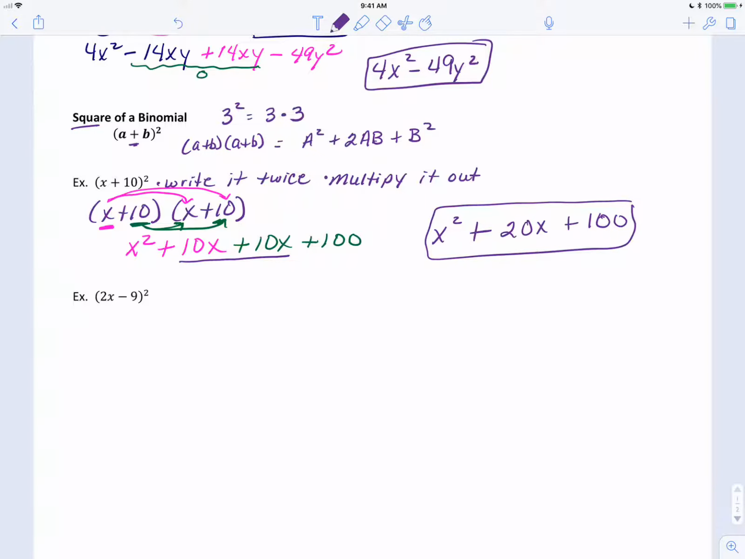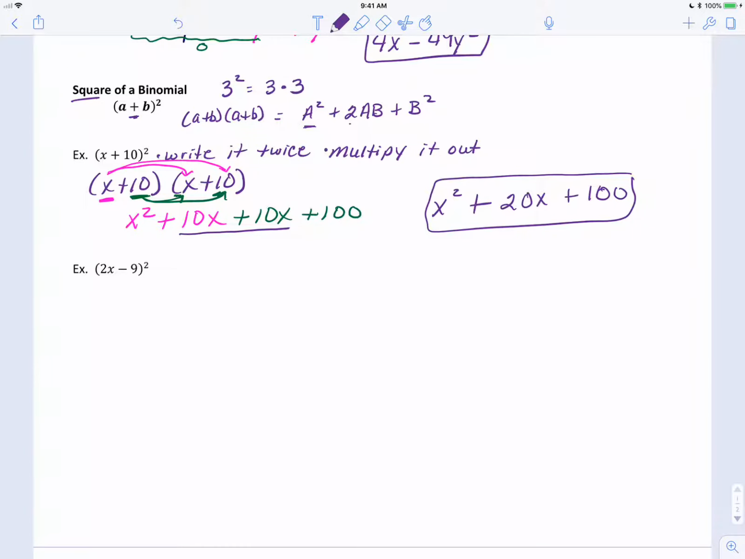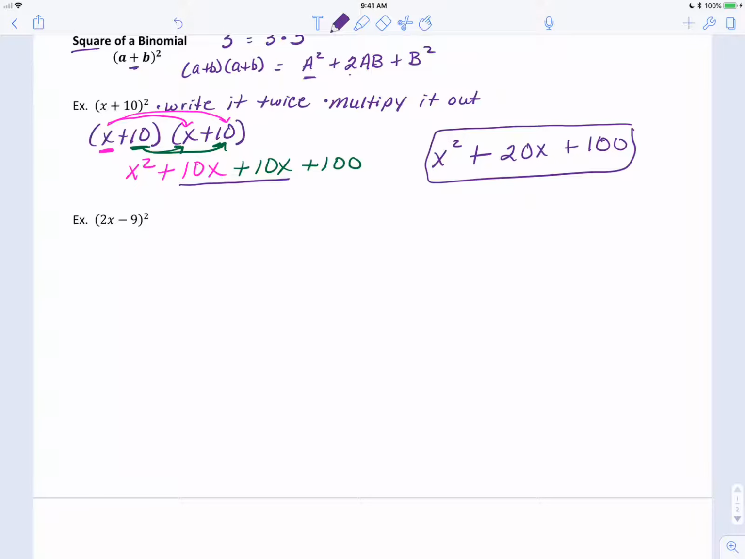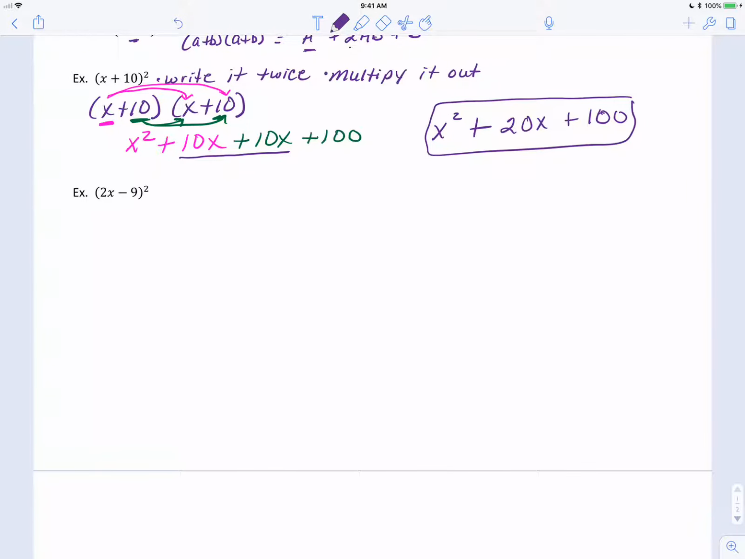Okay, so then look at our formula here, just to review that. The a squared, so that's our x squared here, 2 times a times b, so 10 times x times 2 gives us that 20x, and then the last term squared is 100. But like I said, I don't expect you to memorize that formula. I probably don't memorize it either. Okay, so let's try another one.